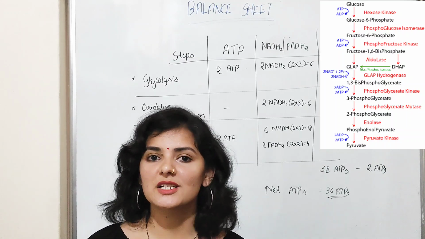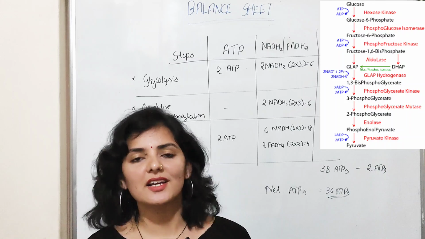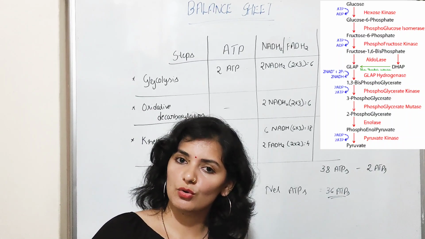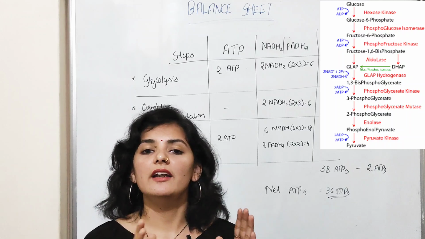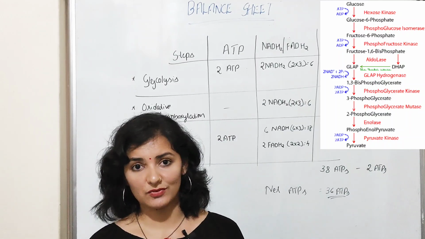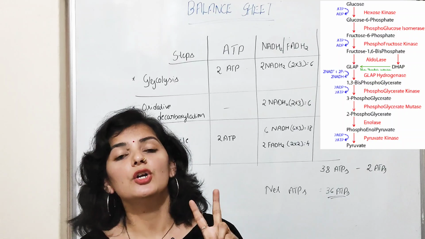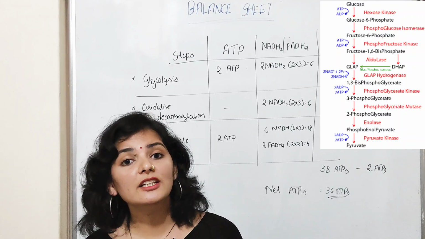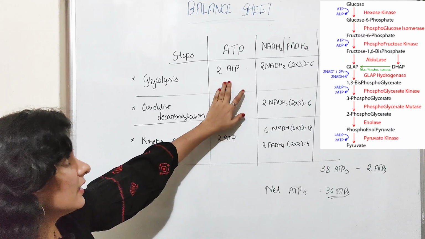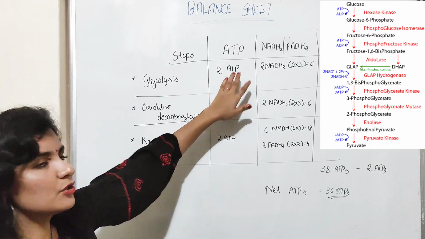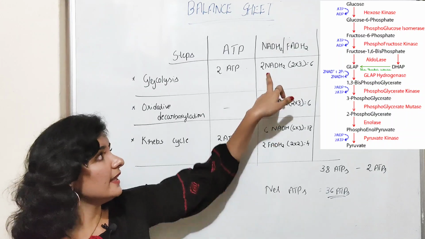Out of these 4 ATPs, 2 ATPs are utilized in the first half of glycolysis, that is during the conversion of glucose into glucose 6-phosphate and during the conversion of fructose 6-phosphate to fructose 1,6-bisphosphate. So out of 4 ATPs, 2 ATPs are utilized in glycolysis. That is why the net production of ATP in glycolysis is 2 ATP, or the net gain of ATP is 2 ATP. Next is NADH.